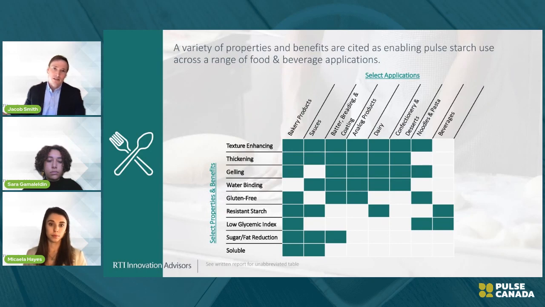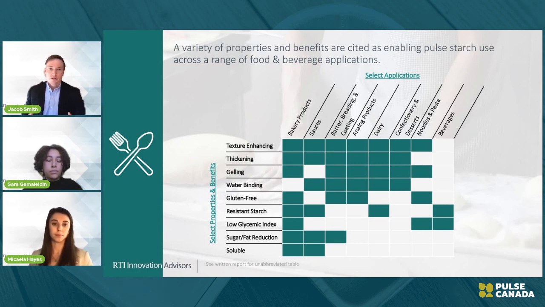And along the top of these charts, we have select applications. So this is just a snapshot of the full set of data that you'll get by looking at that full written report for the unabbreviated version. But what you'll see within food and beverage, specifically on this slide, is that the texture enhancing, thickening, gelling, and water binding are some of the top mentioned qualities that make pulse starches a great fit for these applications.